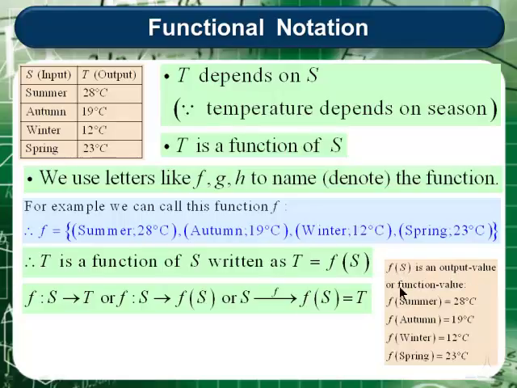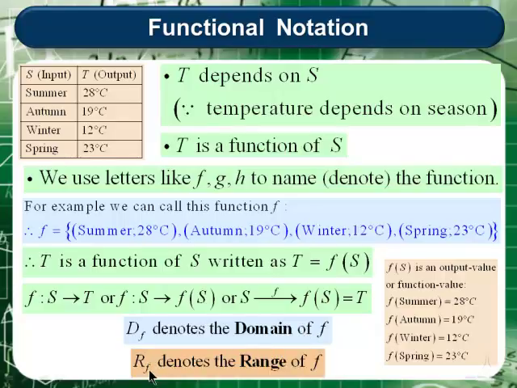So if we go back to this notation, F(S) is an output value or a function value, like F of summer is 28, F of autumn is 19, and so forth. Now D subscript F is often used to indicate the domain of the function F, while R subscript F indicates or denotes the range of the function F. So please take note of all these functional notations so that whatever you do, you can write it properly.